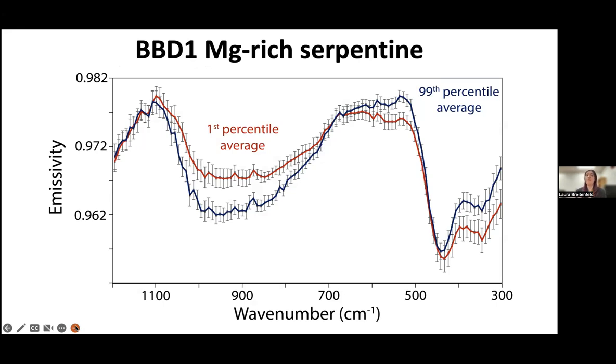So we see band depth differences within the silicate stretching region. And one important thing to note here is some slope differences between roughly 700 and 500 wave numbers.